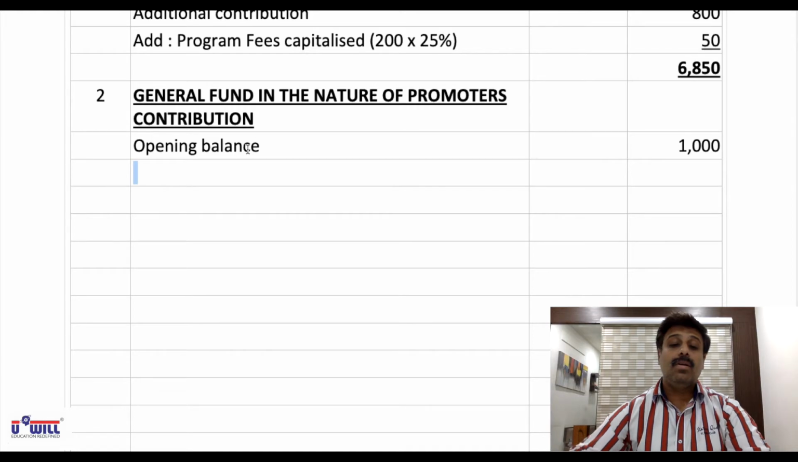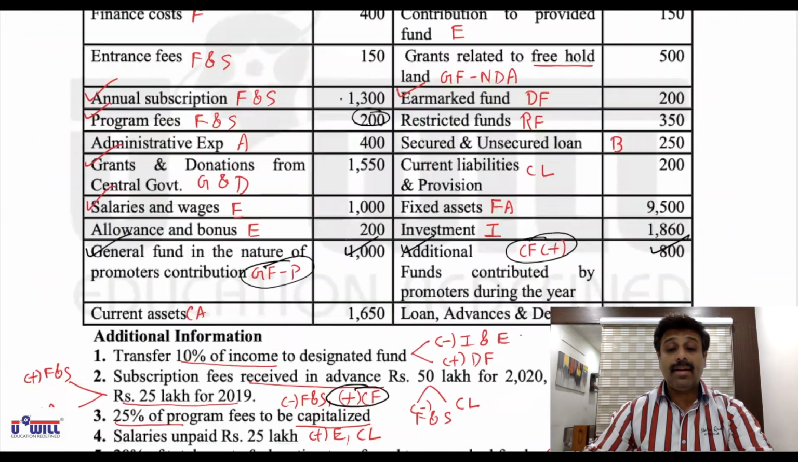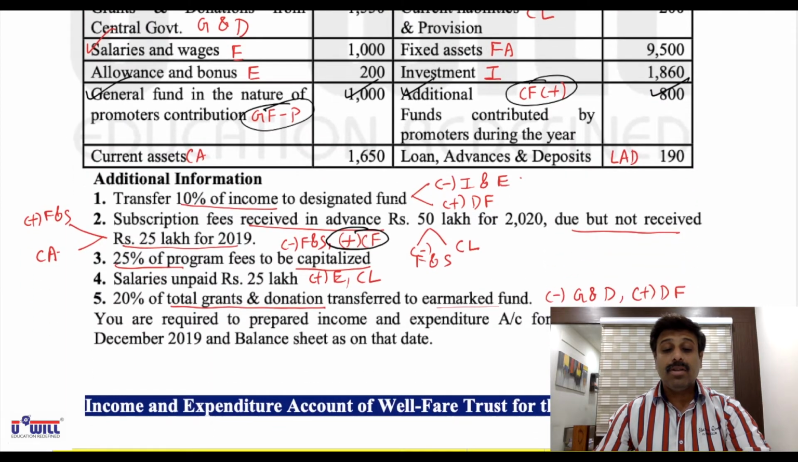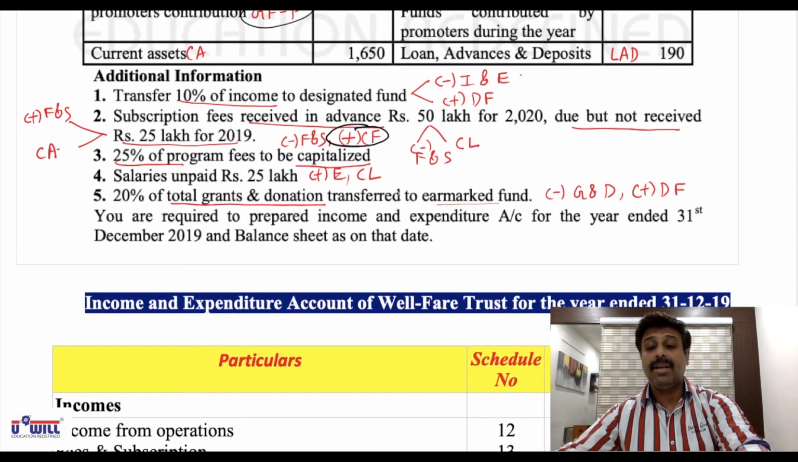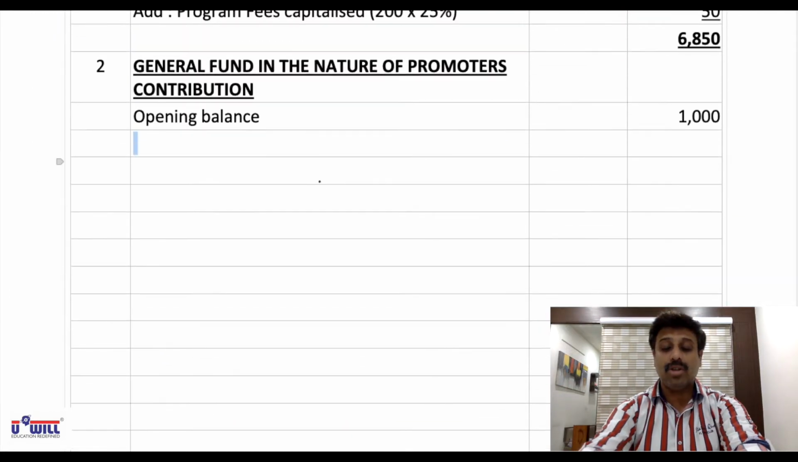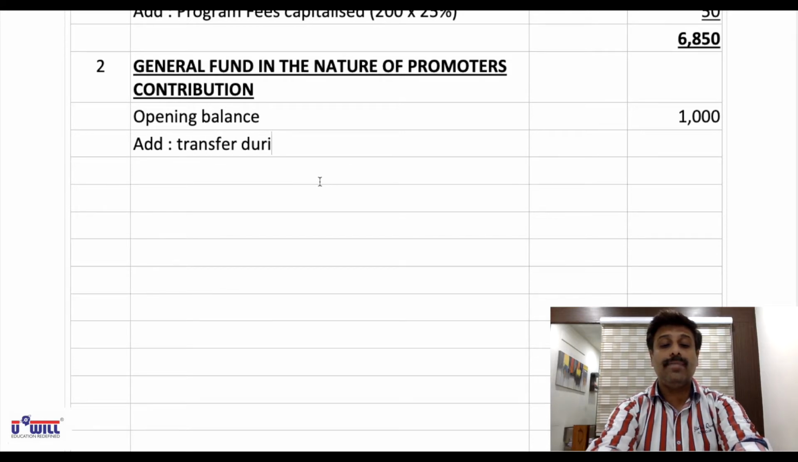Now what do we have to add over here? Now there is no other item in the question you can see marked as GFP. So the final balance of that income and expenditure account is always added over here. For that we will leave the space. Yesterday also we discussed it. So add transfer during the year. Okay, you leave the space for that.